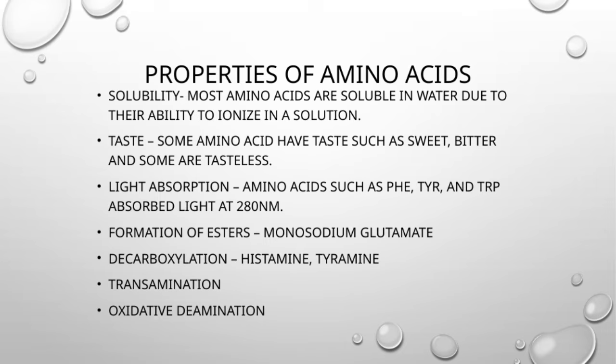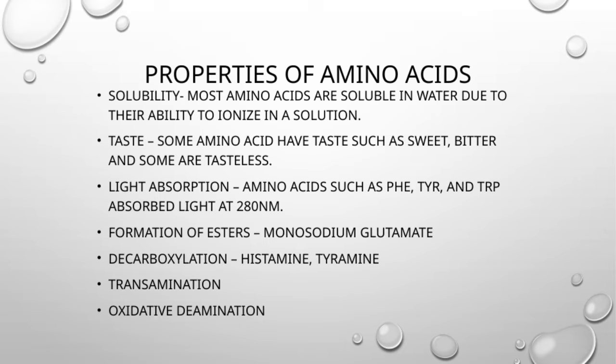Then we have transamination. This is a key process where amino groups are transferred from one amino acid to a keto acid. It's vital in amino acid metabolism and helps in the synthesis and breakdown of amino acids.